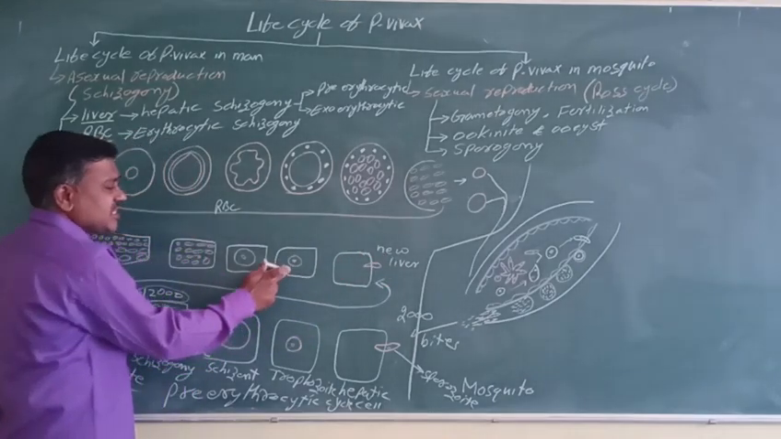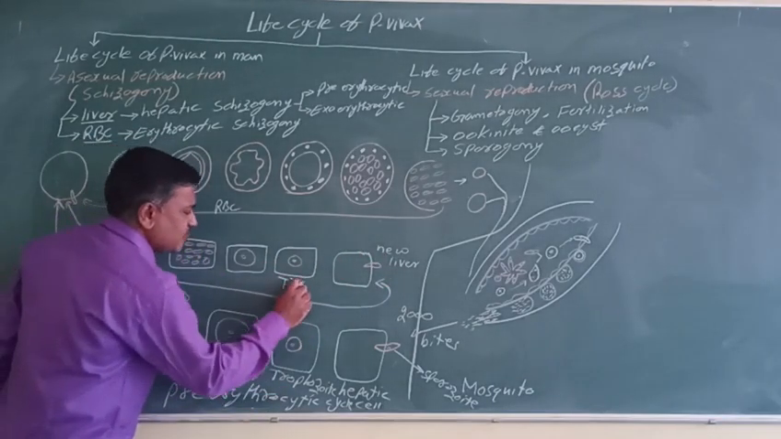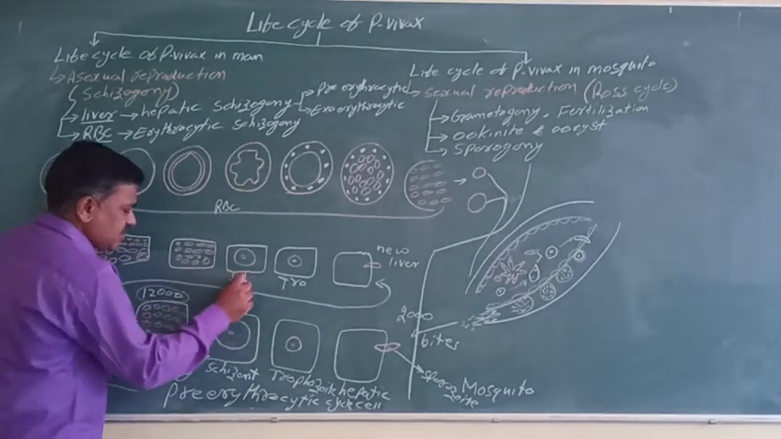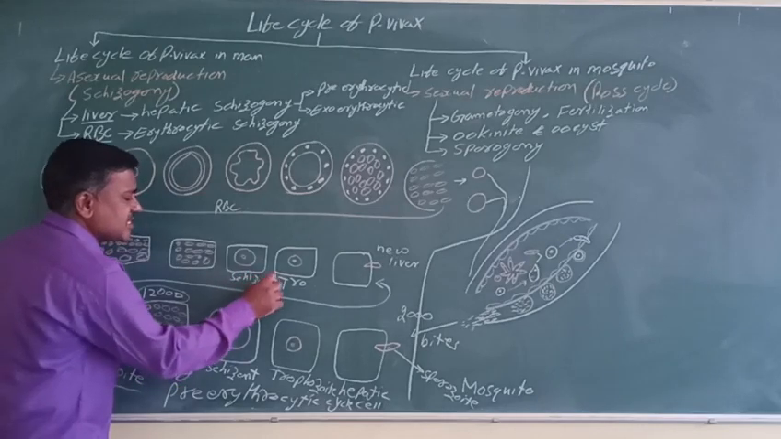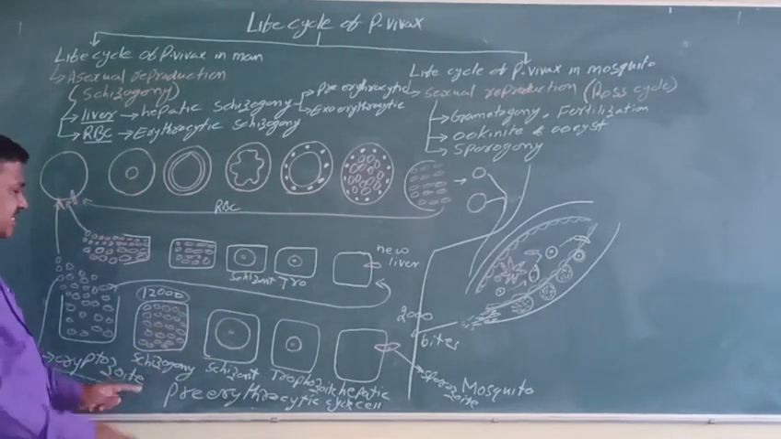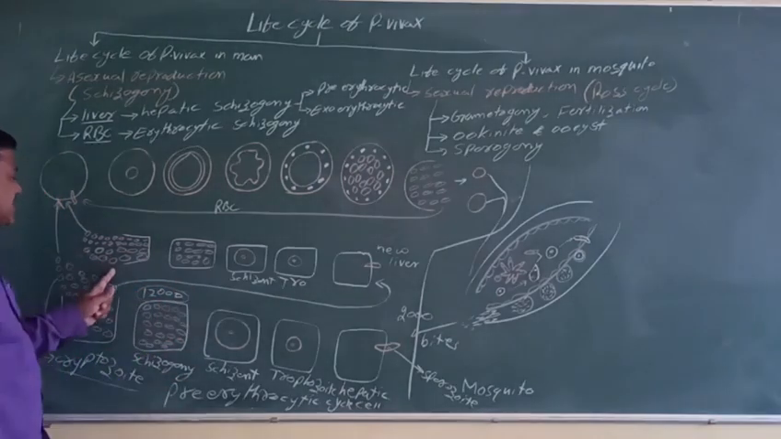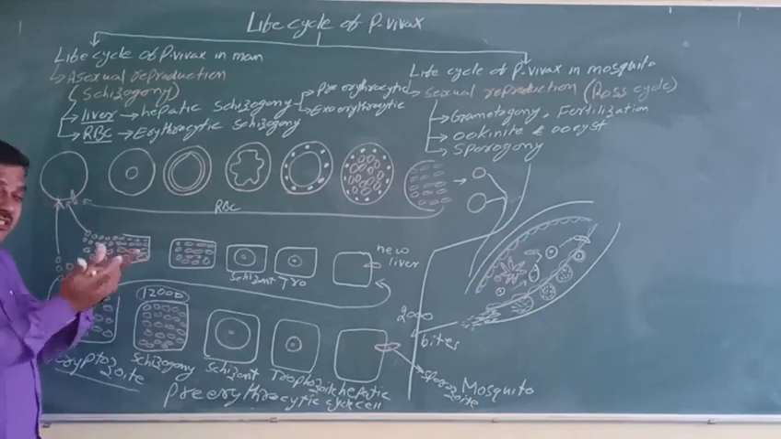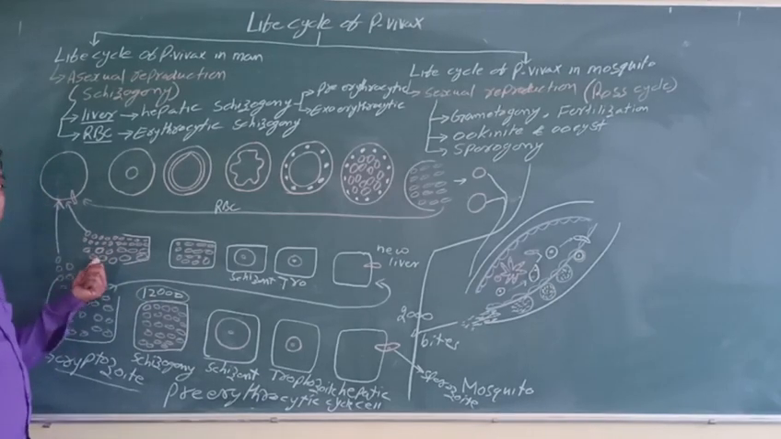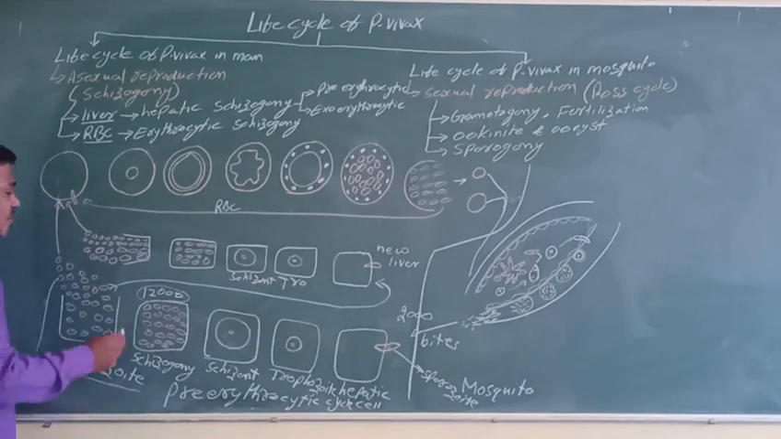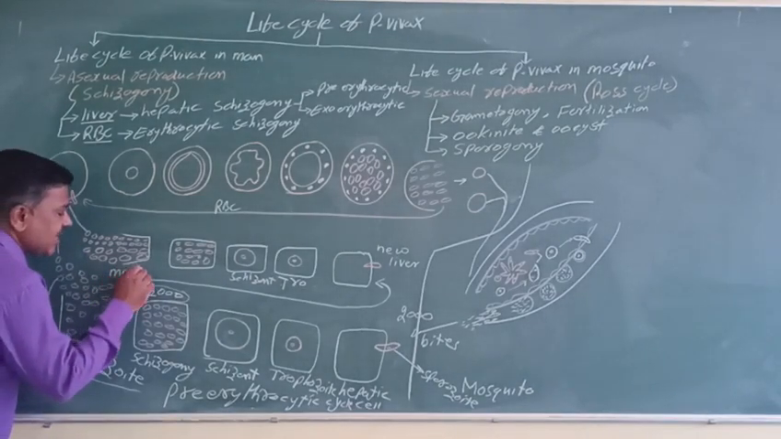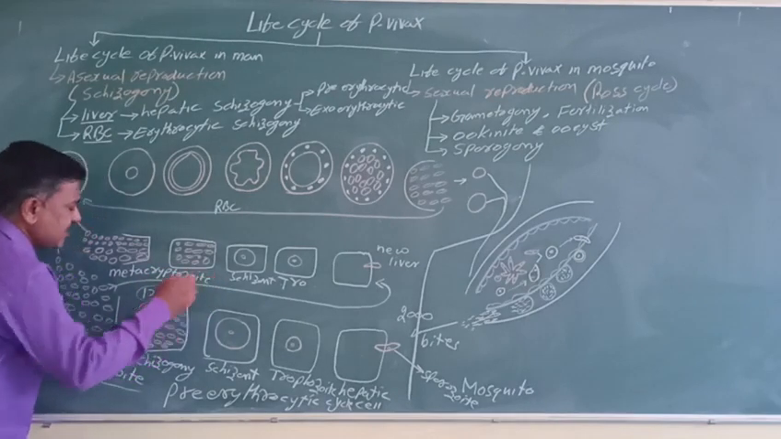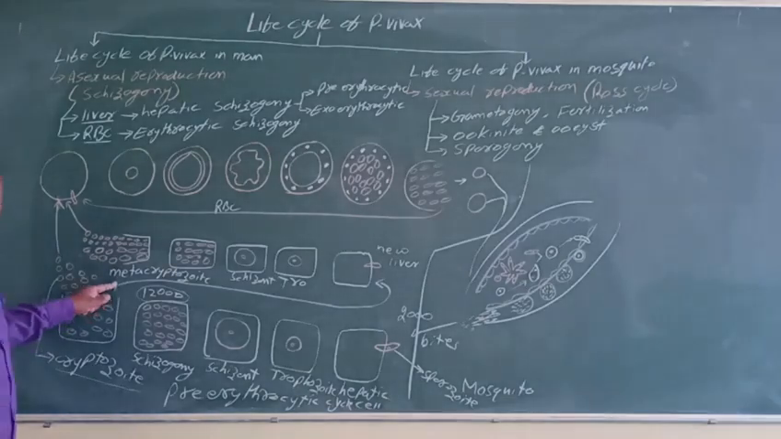They change their structure. Again trophozoites are formed. Again it increases in size, forming the scission stage. Again it goes for multiplication, that is schizogony, and it bursts the liver cell and releases cells. Now these cells we are calling metacryptozoites.